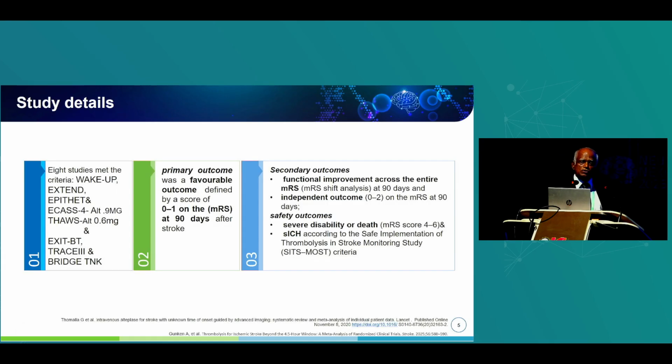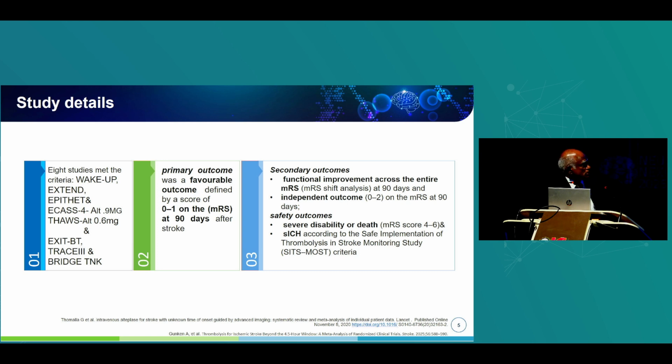There are 8 studies which were done in this line beyond 4.5 hours, namely the WAKE-UP, EXTEND, EPITHET, and ECASS-4, all of which used alteplase at a dose of 0.9 milligram per kg. And the Japanese study, as you all know, always uses a lower dose of alteplase compared to the rest of the world, THAWS, which used alteplase at 0.6 milligram per kg, and 3 recent studies which studied tenecteplase at the dose of 0.25 milligram per kg: EXIT-BT, TRACE-3, and BRIDGE-TNK.